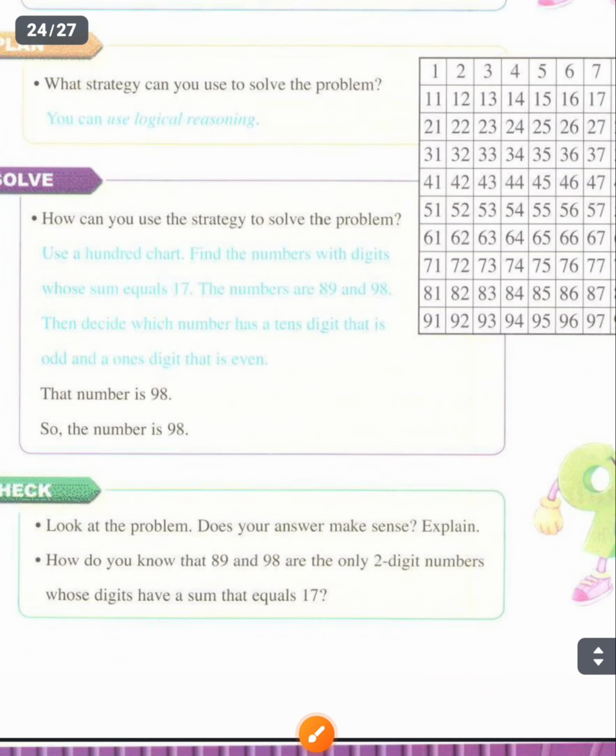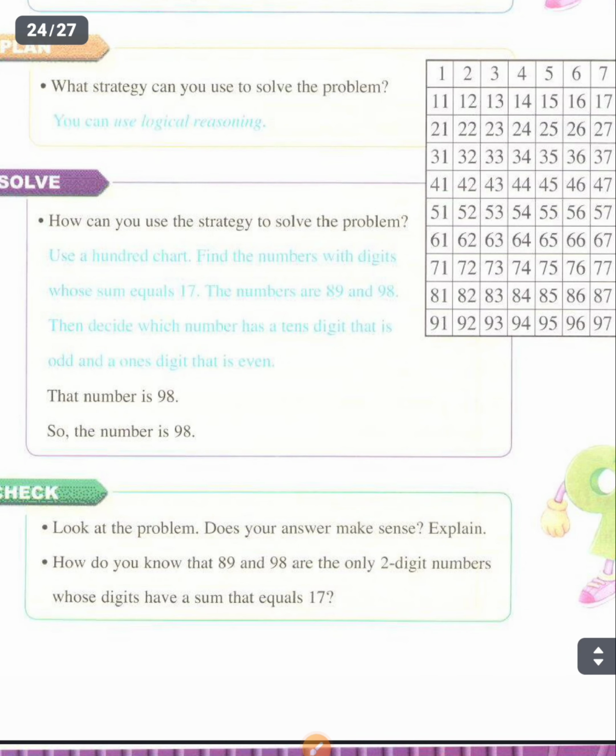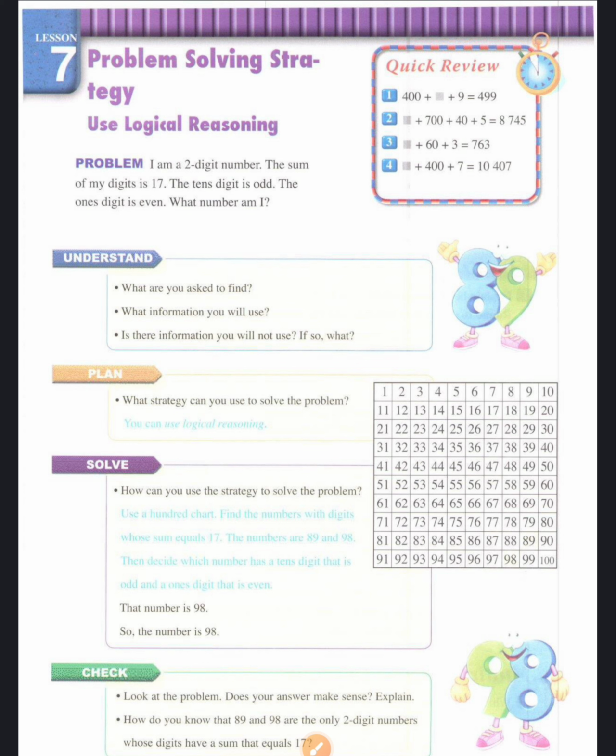So check the last step. Look at the problem. Does your answer make sense? Explain. How do you know that 89 and 98 are the only two-digit numbers whose digits have a sum equal to 17? It means logic. You must solve the problem logically. The solving strategy must be logical reasoning, okay?